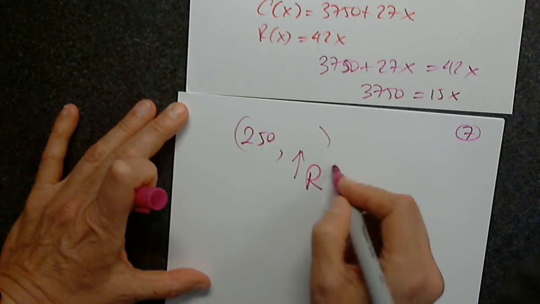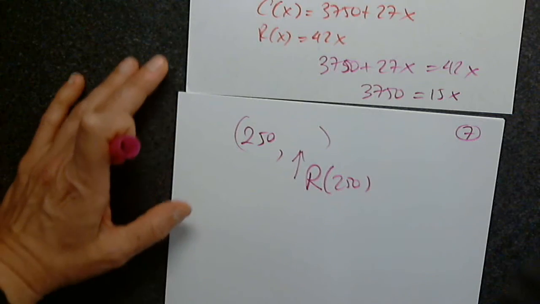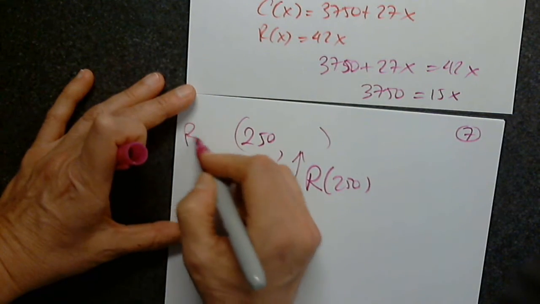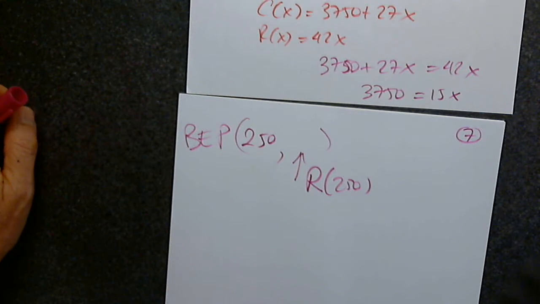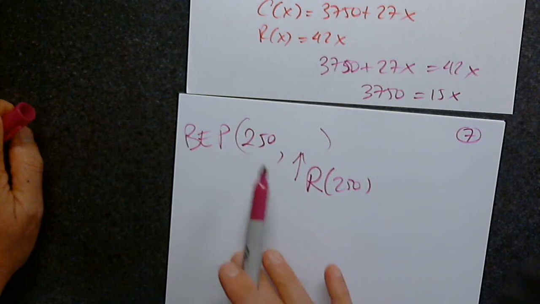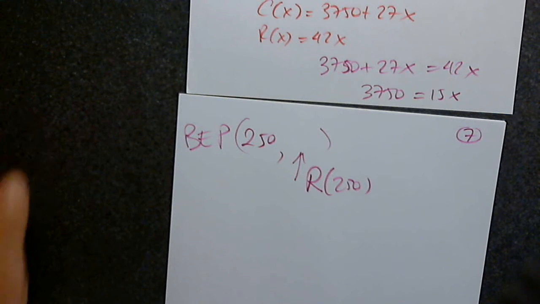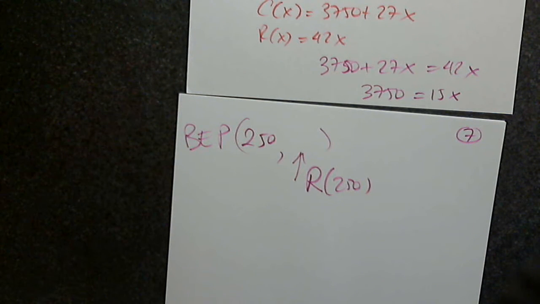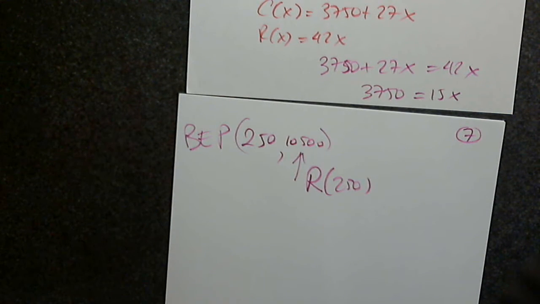This is the revenue of 250. It doesn't matter where you plug it in, but it's the revenue. That's the break-even point. In this case, you can plug it in either one. It's going to be the same because we set them equal to each other. So when x is 250, left-hand side equals the right-hand side. The easiest is 42 times 250. And what do we get? 10,500. Good. So that's the break-even.